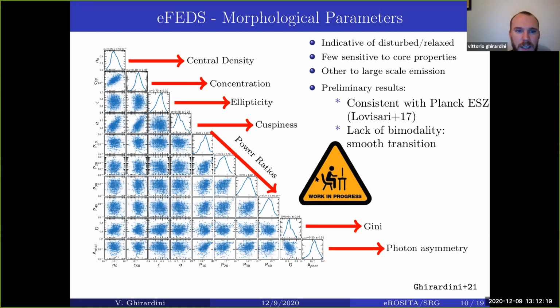Moreover, as you can see from the diagonal part in this plot, the distribution of the parameters does not indicate for the moment any presence of bimodality between relaxed and disturbed. And so this indicates that the transition between cool core and not cool core, so between relaxed and non-relaxed, seems to be for now smooth, a continuous transformation between relaxed and non-relaxed. However, keep in mind that this is still work in progress, and so it might change in the future.